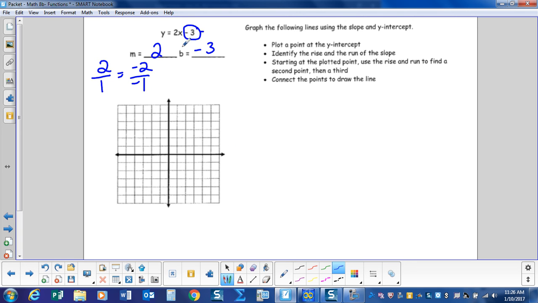So now I'm going to start at my y-intercept of -3. 1, 2, 3. Always start at your y-intercept. And now I'm going to rise 2, run 1. Up 2, over 1. Up 2, over 1. Now I need some points to the left here, so I'm going to fall 2 and go to the left 1. And again, I'm going to connect the points and draw a line.